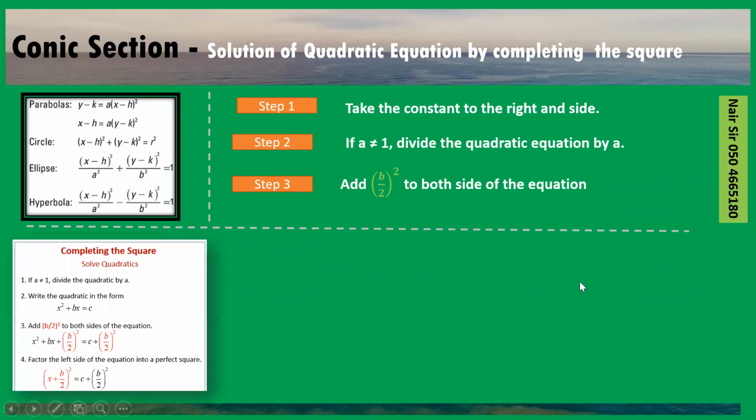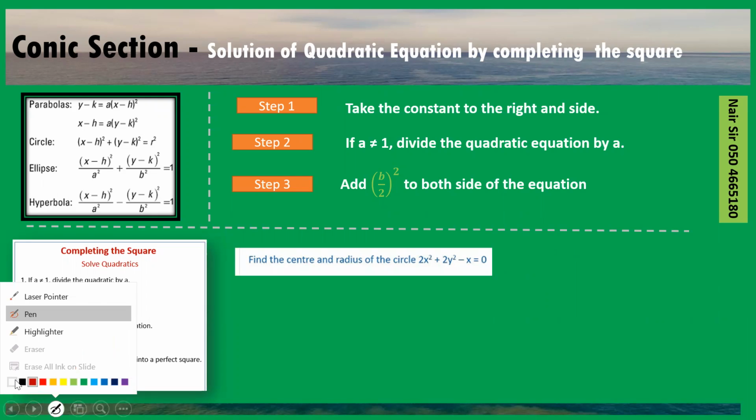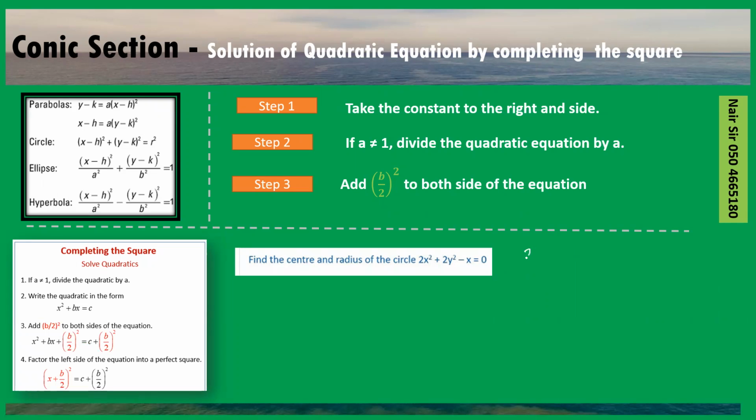Let's see. This is your image which should be there in your notebook. If you want to solve conic section, this should be learned by heart and it has to be there in your notebook. This is your minor. Let's take, I've got an equation 2x square plus 2y square minus x is equal to 0. Now notice this, in this particular thing I have got two quadratic terms. So first what will I do? I will just rearrange my equation. 2x square minus x plus 2y square is equal to 0.